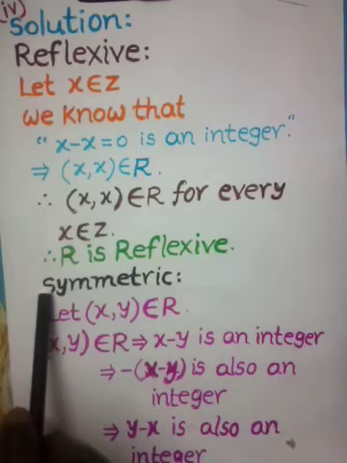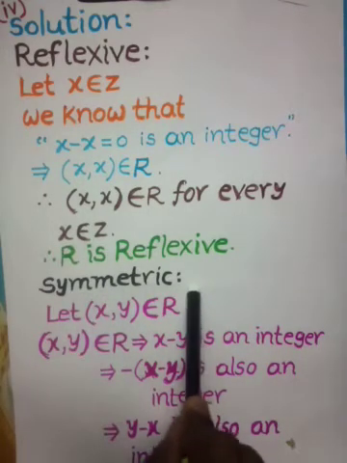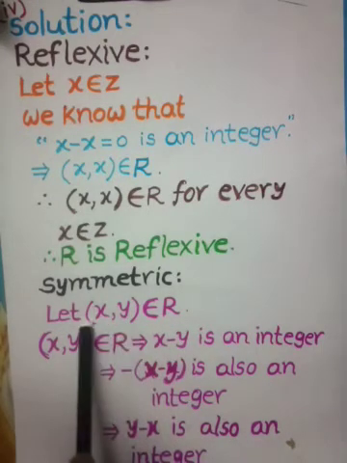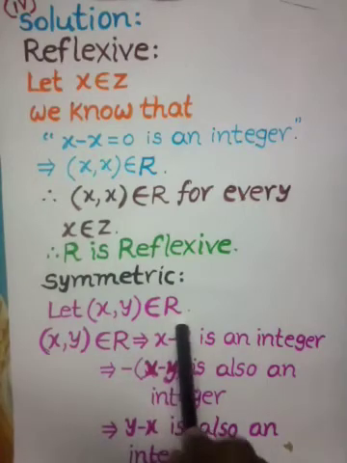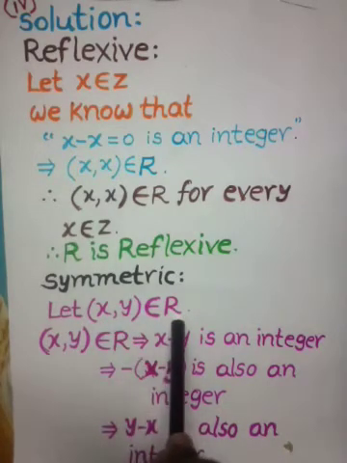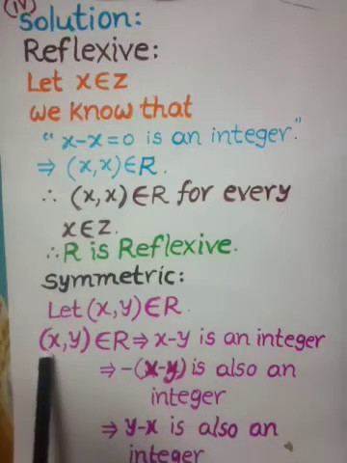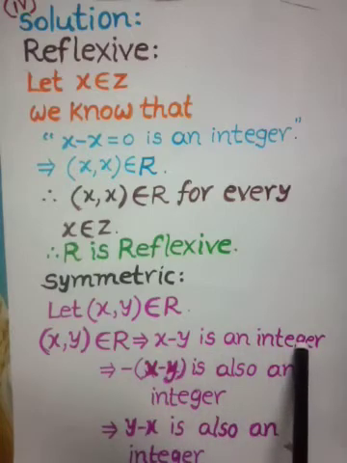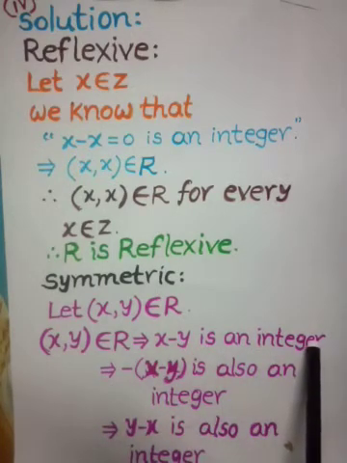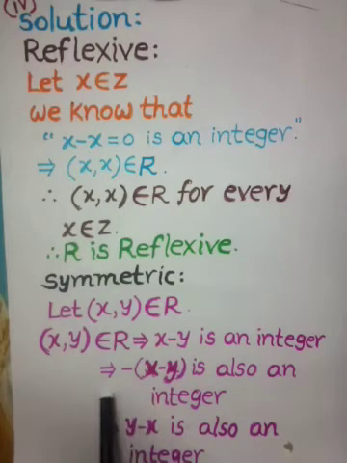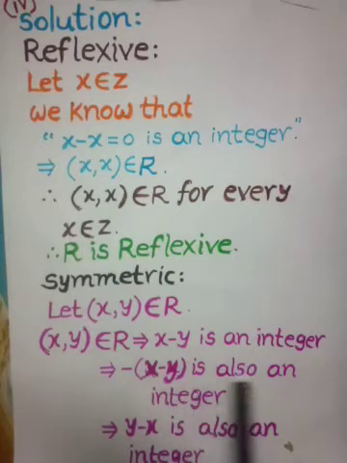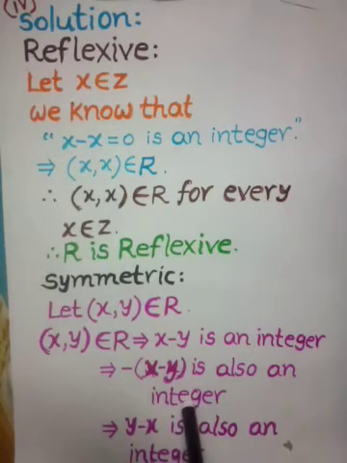Now come to the next relation, that is the symmetric relation. For that, we assume that the ordered pair (x, y) belongs to R, meaning the elements x and y satisfy the given relation. (x, y) belongs to R means x minus y is an integer. This is the given relation satisfied by the elements x and y. This implies minus of (x minus y), the negative of an integer, is also an integer. We know this rule. So minus of (x minus y) is nothing but y minus x.